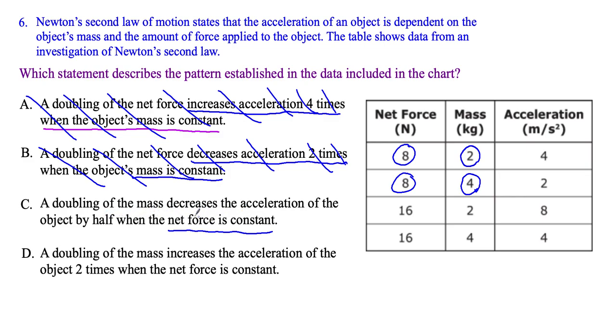a doubling of the mass, does this decrease the acceleration of the object by half? Well, let's go to the corresponding acceleration. Was it decreased by half? Well, it was decreased. And yes, it was decreased by half, because if I take half of 4, I get 2. So this one holds true. So C is correct. I'm not even going to worry about D. Let's go to the next one.